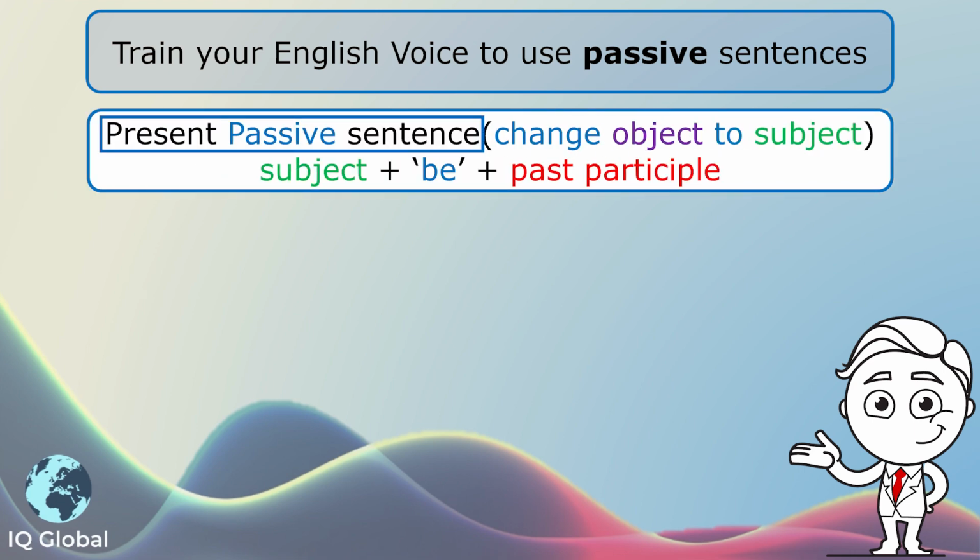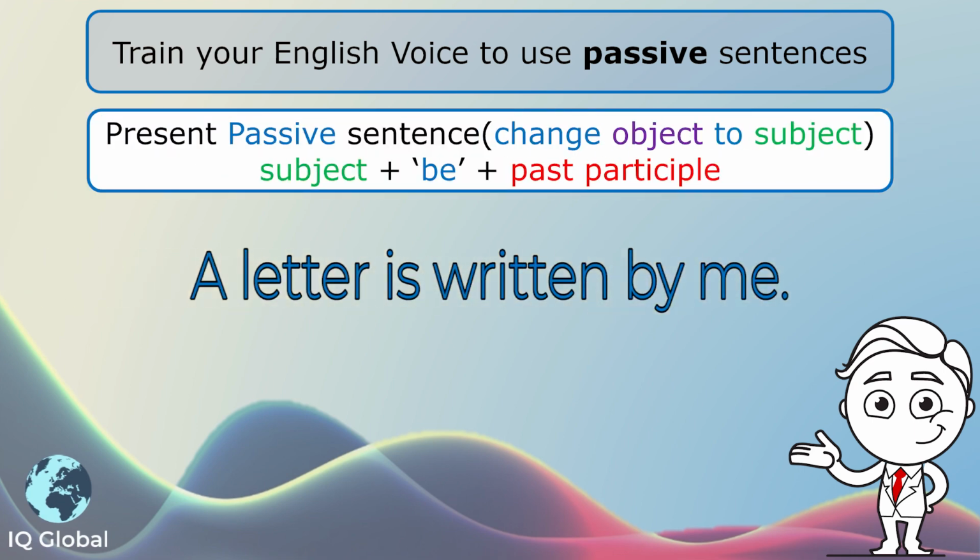Present passive, we are taking the object and making it the subject. A letter is written by me. Okay, so here we have the subject, is, past participle. And that is how you change a present active sentence into a present passive sentence.